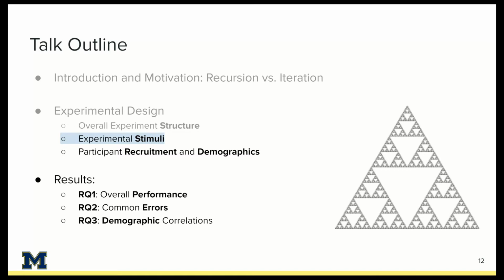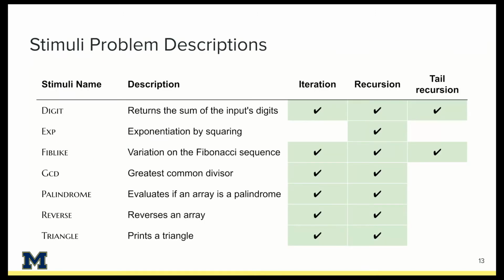Now that I've given an overview of our experimental structure, I'm next going to dive deeper into our stimuli for the programming portion. On this slide I have a table with all of the programming tasks in our stimuli corpus. We chose these particular tasks because they were indicative of common CS1 and CS2 problems, and also because they cover a wide range of input and output scenarios.